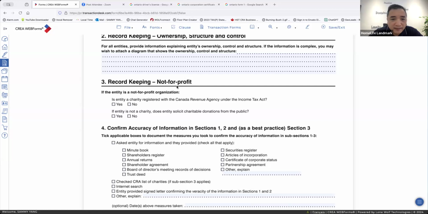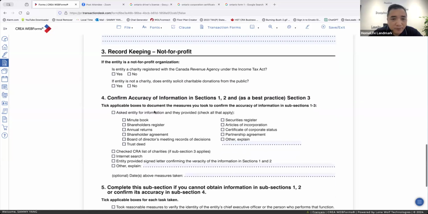Record keeping. This is for not-for-profit business, so we leave 3. And the next one, we need to confirm how you confirmed the information. Usually we confirm by the articles of incorporation. Or you can confirm with the minutes book. Or you can check with others. But most of the time we confirm the information from the articles.